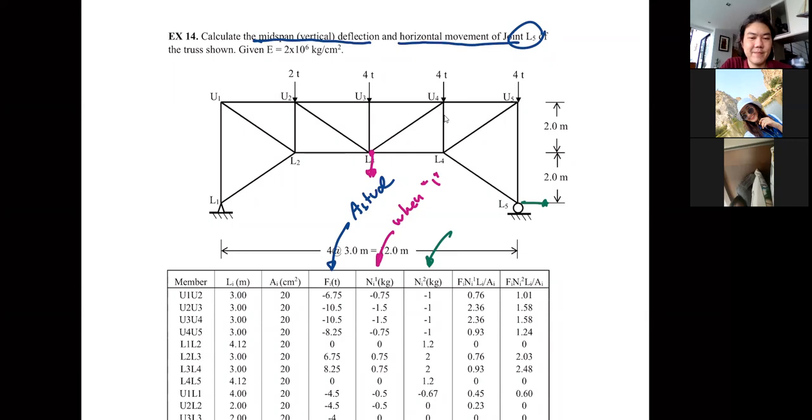every time. Okay, so I think in a nutshell, that is the calculation of the virtual work to obtain the deflection of the truss. Is there any question?